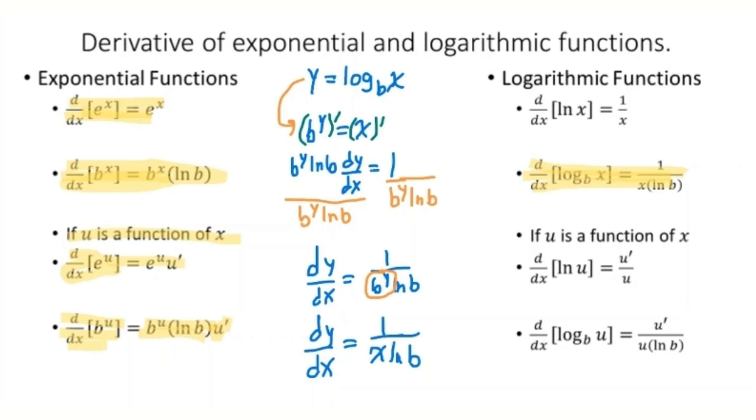As for the natural log of x, the derivative of the natural log of x is equal to 1 over x. This is because the natural log of x is a logarithm of base e. So using the rule we have below, another way to write the derivative of the natural log of x is 1 over x natural log of e. But natural log of e is just 1. And anything times 1 is itself, leaving us with 1 over x.